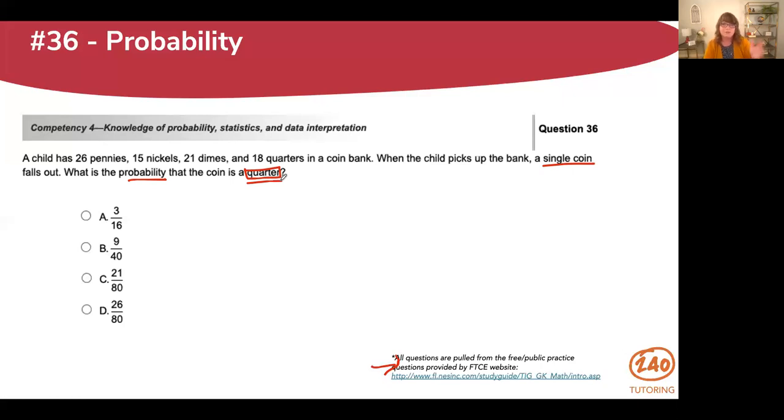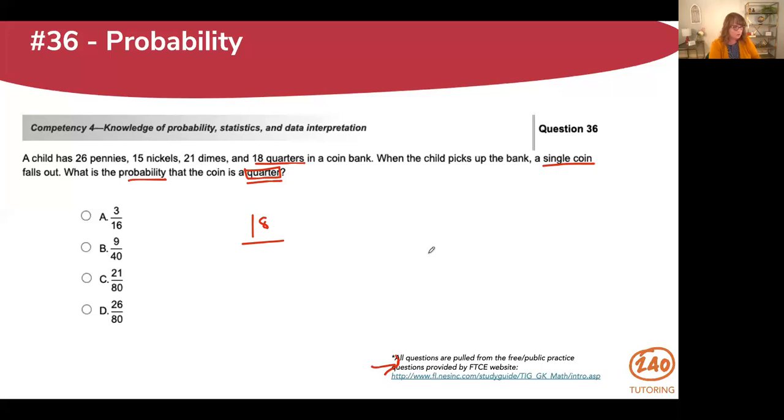Now, you can write this as a fraction, or you can convert it to a decimal or percent, okay? So think of it as like this, blank out of blank chance. So a quarter has a blank out of blank chance of falling out of this bank, okay? So really, this is quite simple, how many quarters are in the bank? Well, there's 18, so I'm gonna write my 18, and I'm gonna write this as a fraction out of how many total possible outcomes. So I'm just gonna add these up, and I'm gonna pull up my calculator.